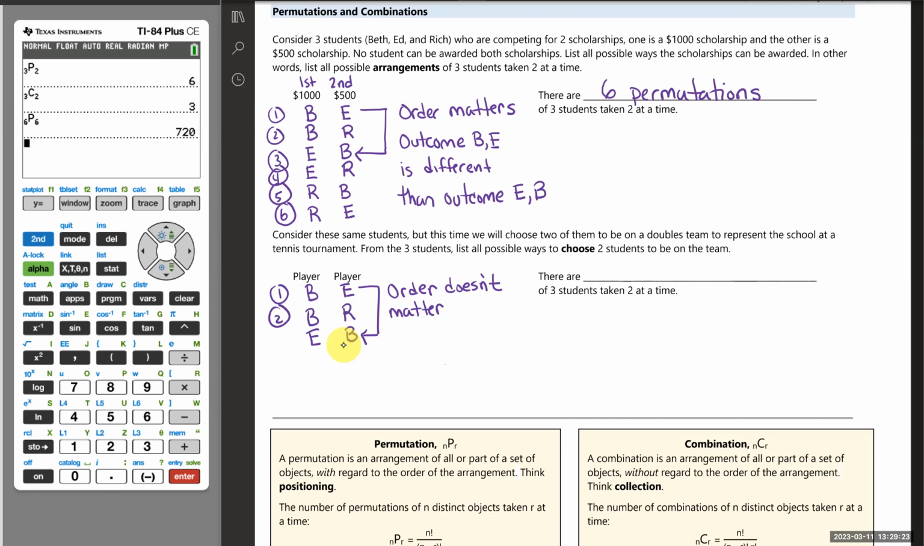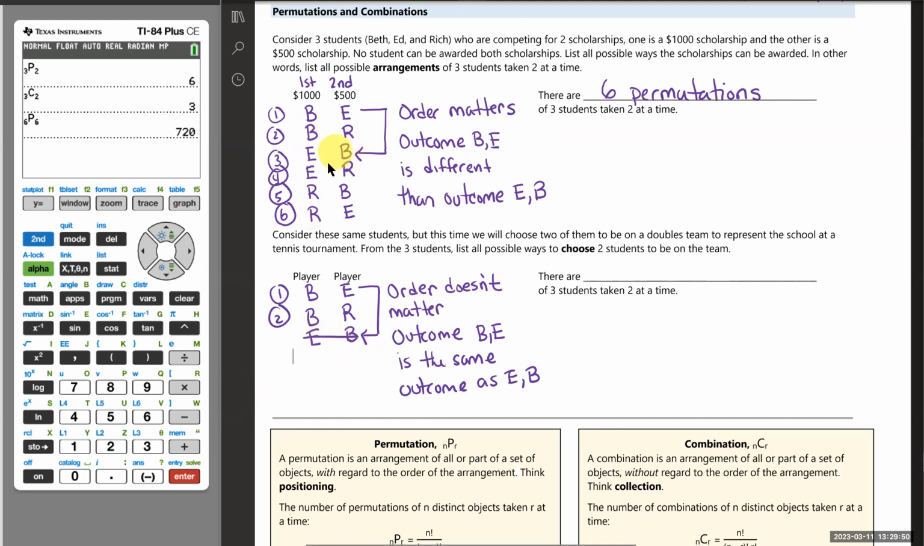There's no ranking, no positioning. So in this case, the outcome Beth Ed is the same outcome as Ed Beth. So those are the same team. I'm just going to cross it out. That does not count as a new doubles team. All right, so then we can continue.